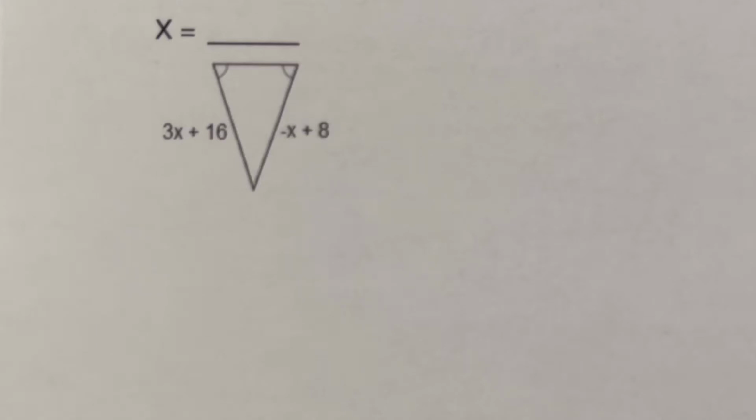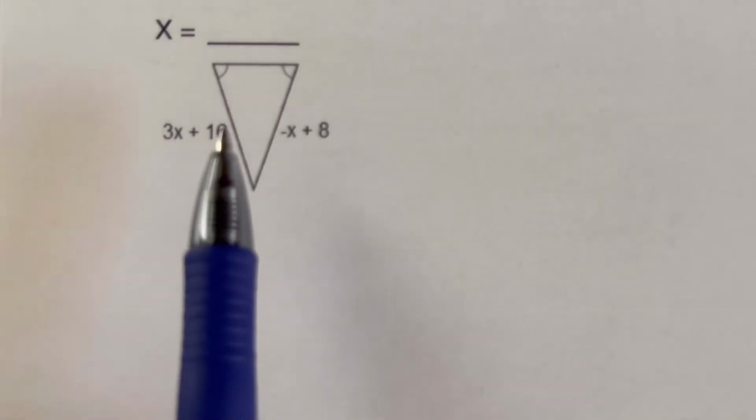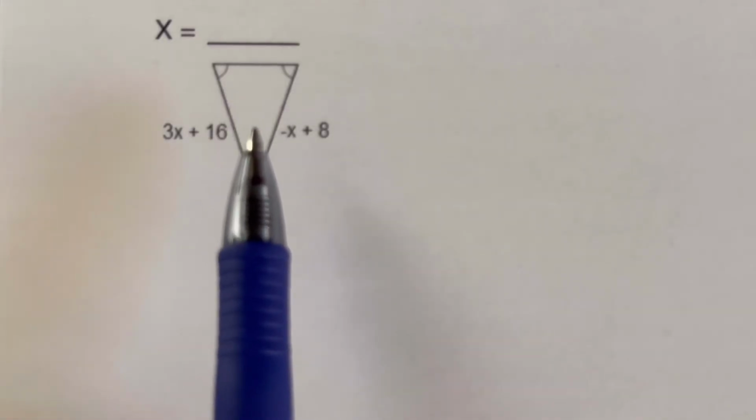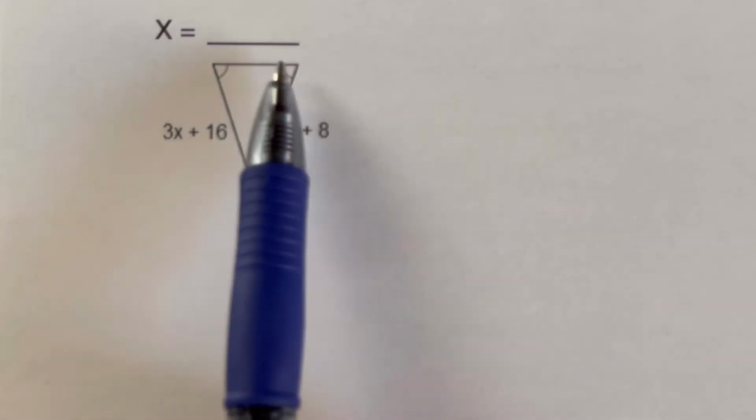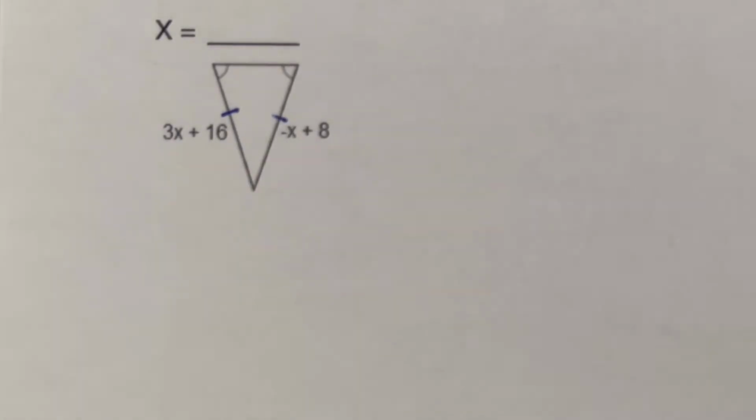So let's take this first example. We're supposed to solve for x. Notice that in this picture, this is an isosceles triangle. The reason for that is these two angles are equal. This tells us that these two sides that we have here are also congruent. Again, that is the isosceles triangle theorem.